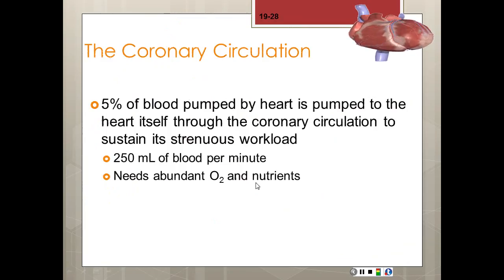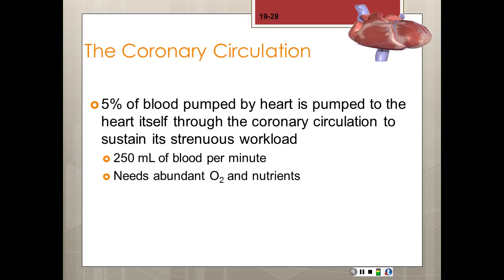Now let's get to our coronary circulation. The blood vessels of the heart constitute the coronary circulation. Basically, the heart needs to get blood. At rest, the coronary blood vessels supply the myocardium with about 250 milliliters of blood per minute, or about 5% of the circulating blood, even though the heart is only 0.5% of the body's weight. It's doing a lot of work, and it still needs a good amount of blood.